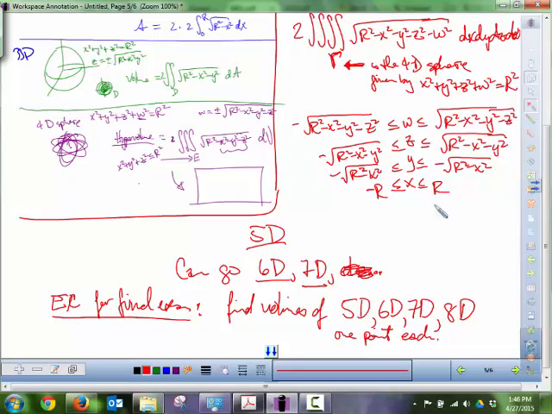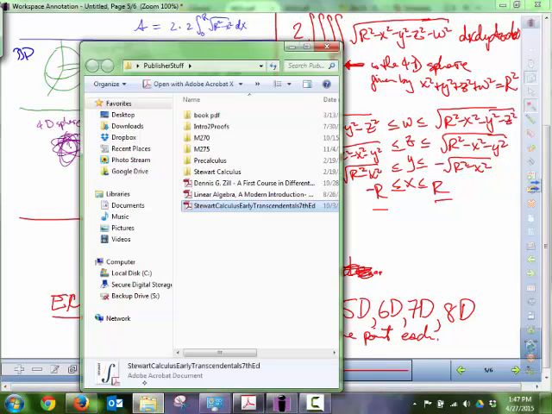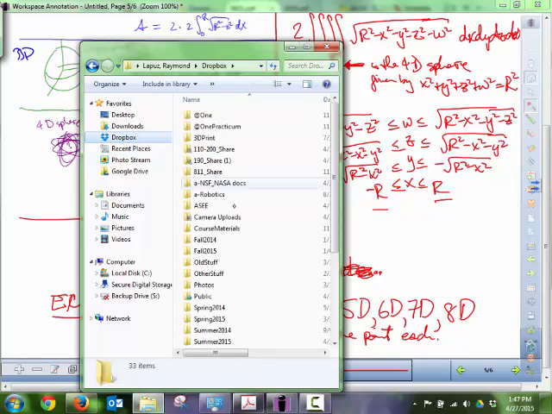Okay, so we'll use the R, capital R, as the radius of the spheres that we're looking at. Okay. All right. Sounds fun, huh? You don't have to do it if you don't want to. It doesn't matter.